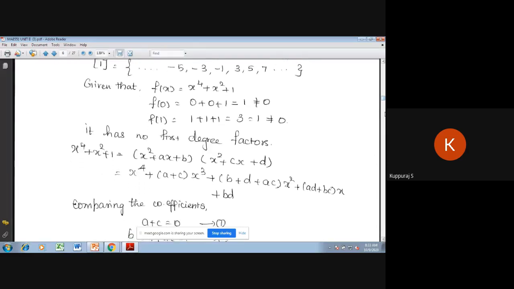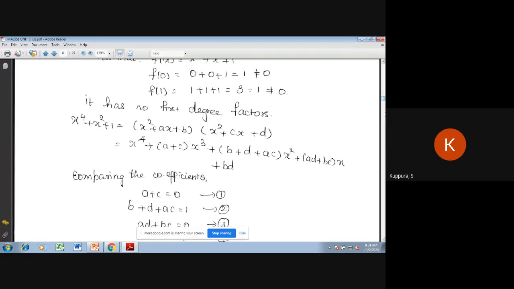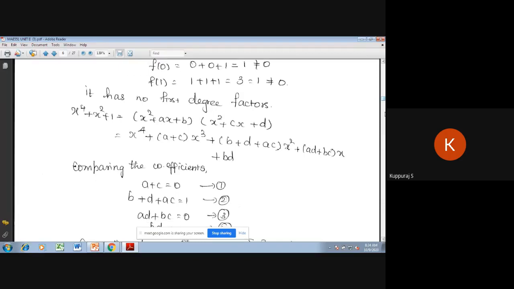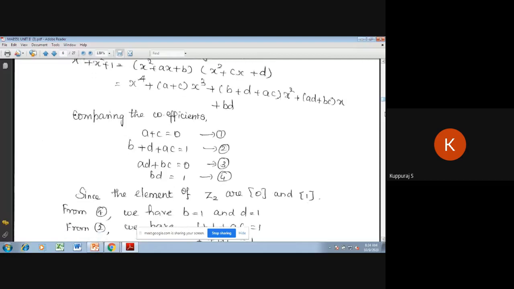Now comparing the coefficients, the coefficient of x power 4, both sides 1 is equal to 1. Then the coefficient of x cube. On the left side there is no x cube term, so the coefficient of x cube is 0, so 0 is equal to a plus c. On the right side the coefficient of x cube is a plus c, so a plus c is equal to 0. Then comparing the coefficient of x square, b plus d plus ac is equal to 1. Then the coefficient of x, so ad plus bc is equal to 0. Then the constant term b into d is equal to 1.